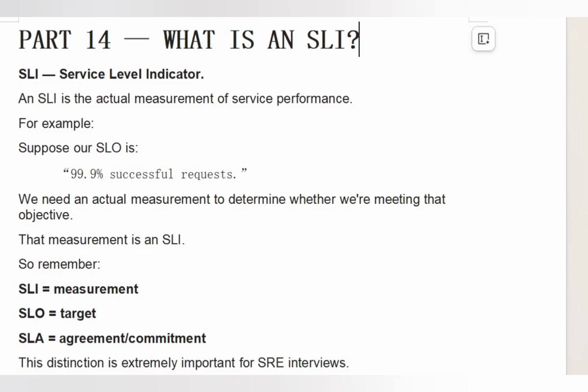To the next part, what is an SLI? SLI is a service level indicator. An SLI is the actual measurement of service performance. For example, suppose our SLO is 99.9% of successful requests. Now we need an actual measurement to determine whether we are meeting that objective or not. So that actual measurement is SLI. So SLI is the actual measurement of the service performance. SLO is what we are targeting or what the objective is. We measure whether we have actually achieved it or not through SLI. SLA is the agreement or commitment to the business. This distinction is very important in SRE interviews.